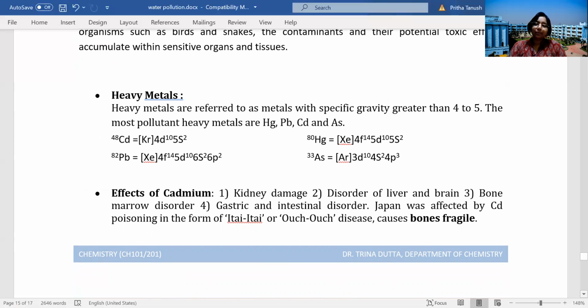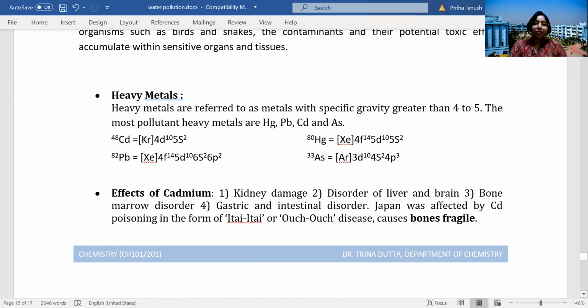And for all heavy metals, a very common thing is that they are basically carcinogenic, that means they cause cancer, and they mainly cause kidney damage and liver damage. So these things you can say for all heavy metals. They are responsible for kidney damage and liver damage.